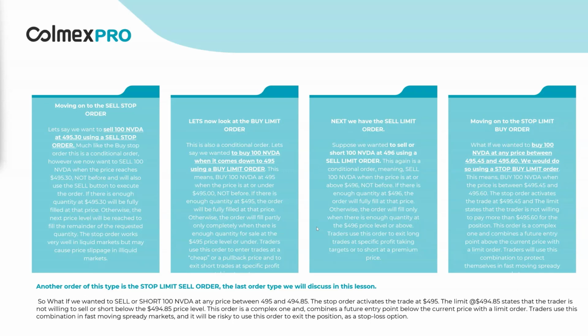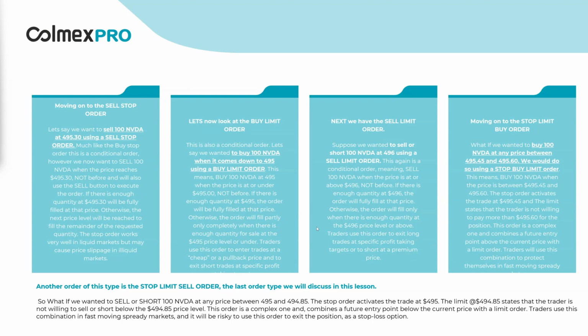So another order of this type is the stop limit sell order, the last order type we will discuss in this lesson. So what if we wanted to sell or short 100 Nvidia at any price between $495 and $494.85? The stop order activates the trade at $495, and the limit, which is put at $494.85, states that the trader is not willing to sell or short below that level.